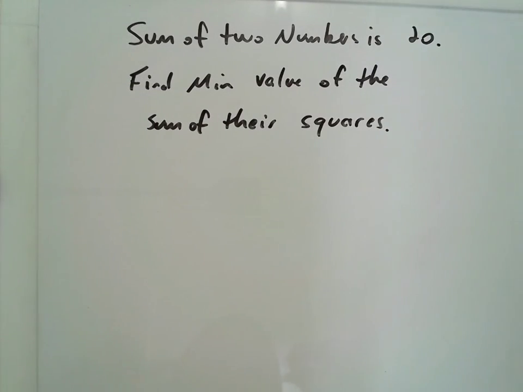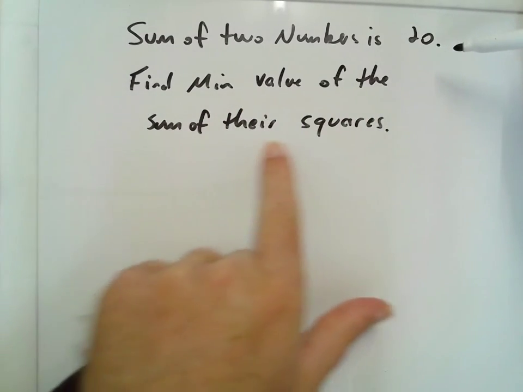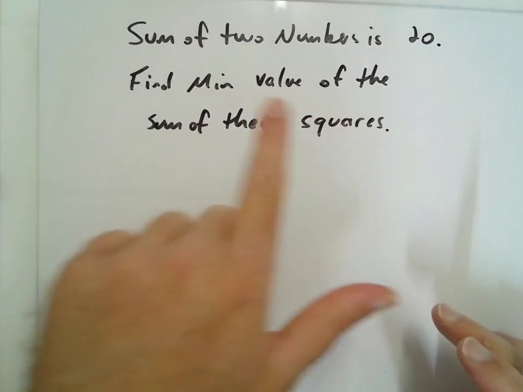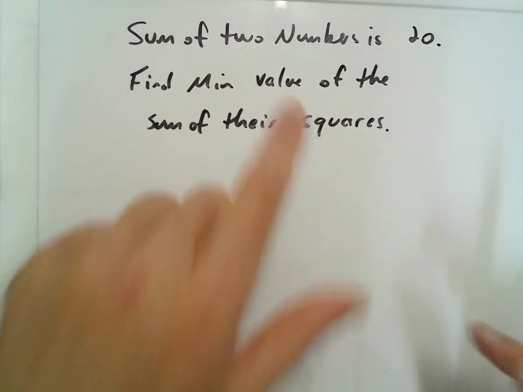So, optimization. The sum of two numbers is 20. Find the minimum value of the sum of their squares. So this is straight from your worksheet. The first thing we need to do in optimization questions is work out the function that we're minimizing or maximizing. And we're minimizing the value.